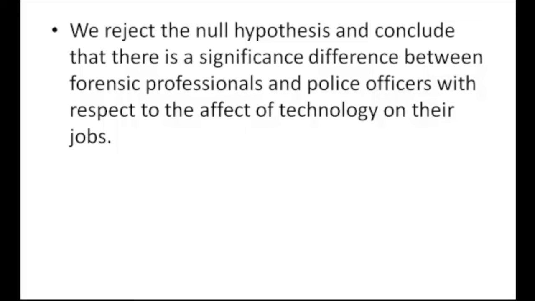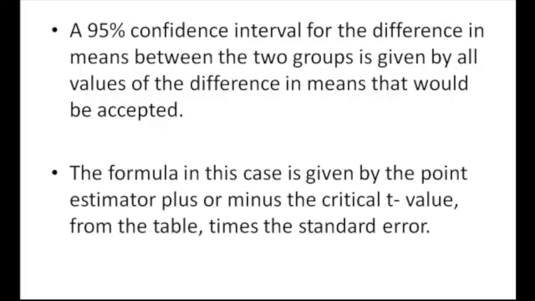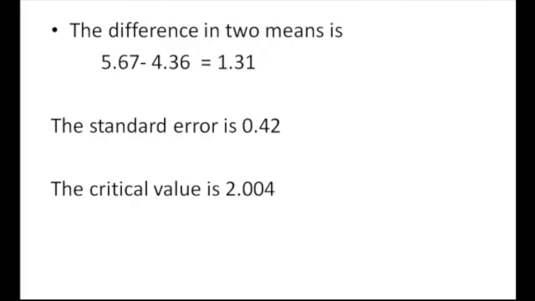A 95% confidence interval for the difference in means between the two groups is given by all values of the difference in means that would be accepted. The formula in this case is given by the point estimator plus or minus the critical t-value from the table times the standard error. The difference in two means is 5.67 minus 4.36, which is 1.31. The standard error is 0.42. The critical value is 2.004.